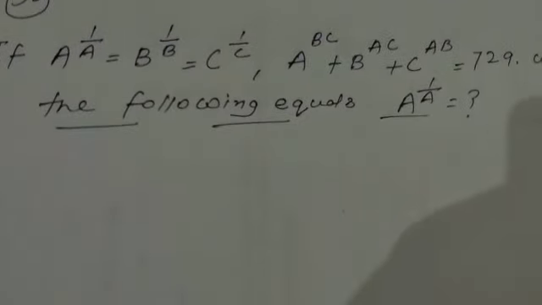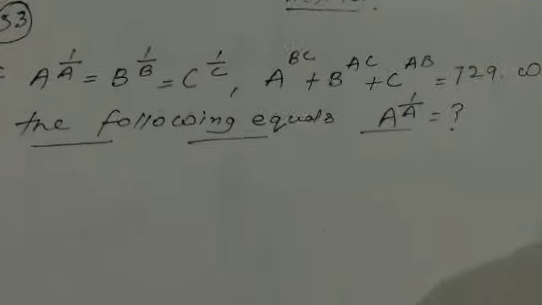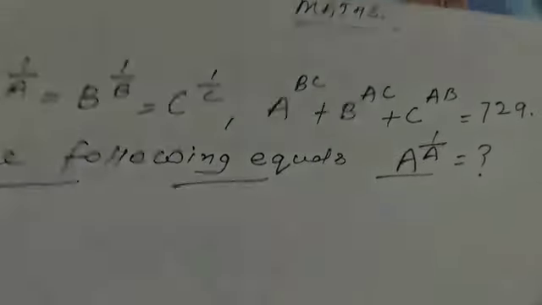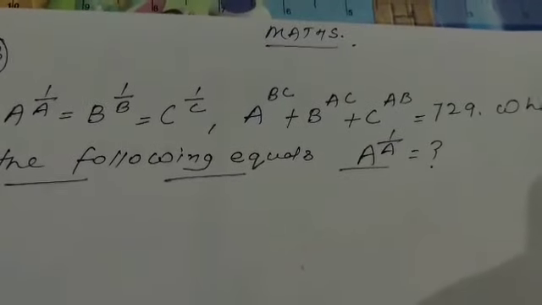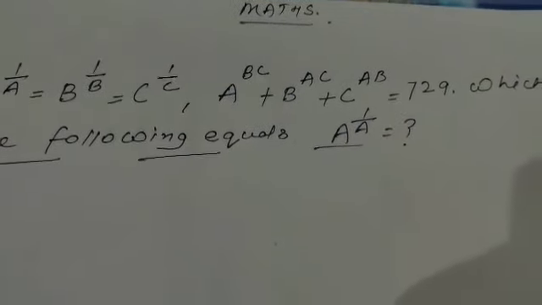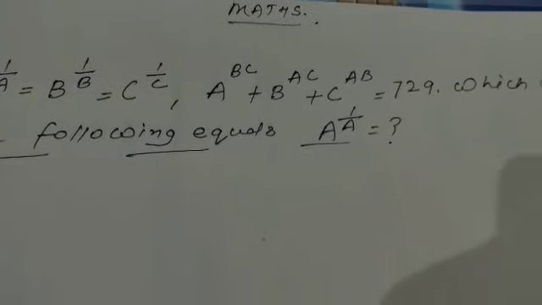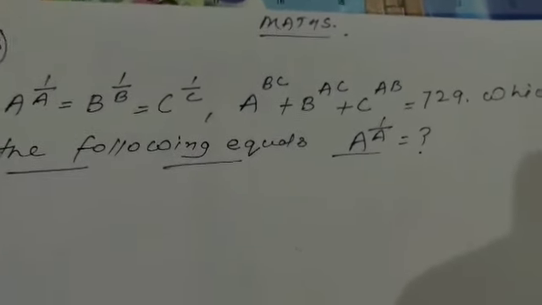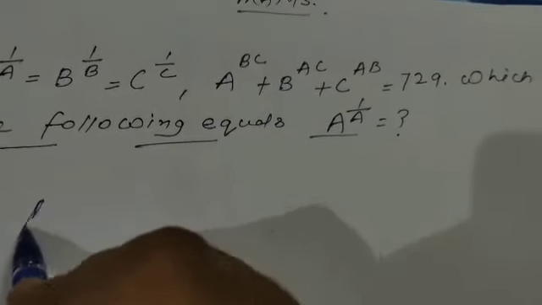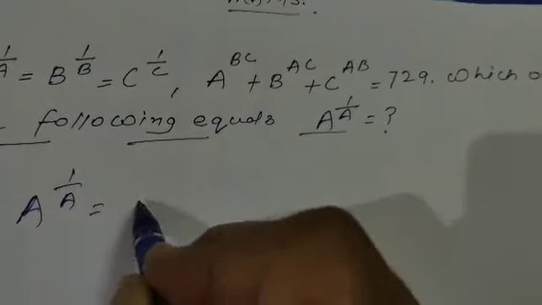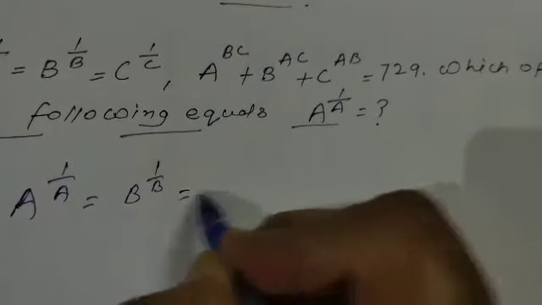This is question number 53. If a power 1 upon a equals b power 1 upon b and c power 1 upon c, these three powers are equal. Clear? Then we have to find the value of a की power bc plus b की power ac plus c की power ab equals 729. Which of the following equals a की power 1 upon a? I am not writing the options as I am solving it. a की power 1 upon a equals b की power 1 upon b equals c की power 1 upon c.